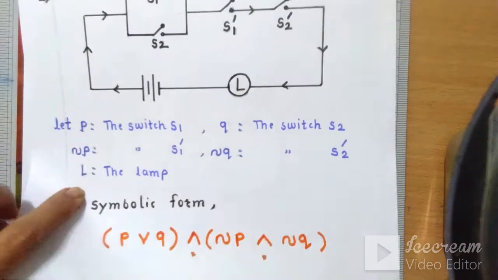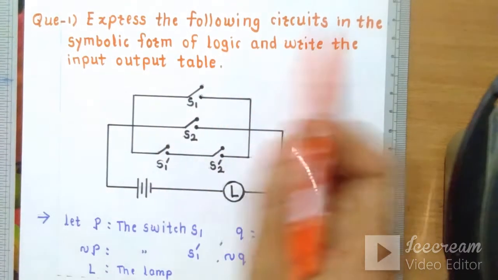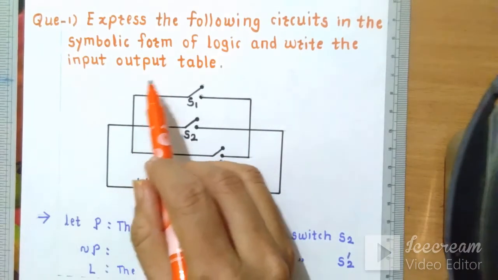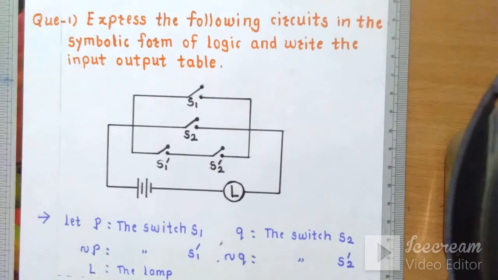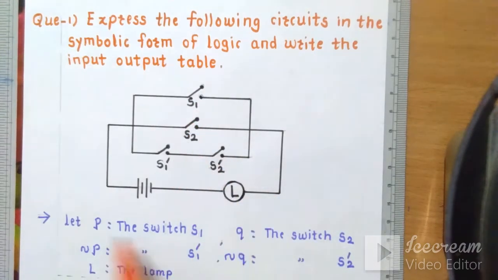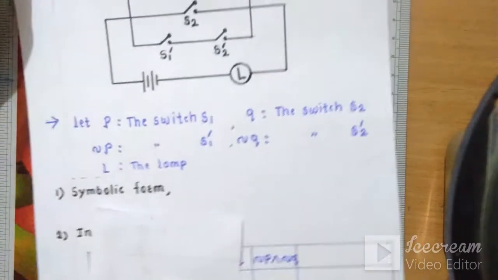This is the required symbolic form. And now next question. Express the following circuit in the symbolic form of logic and write the input output table. Now observe this circuit. As usual we will write all these switches corresponding to statement letters.